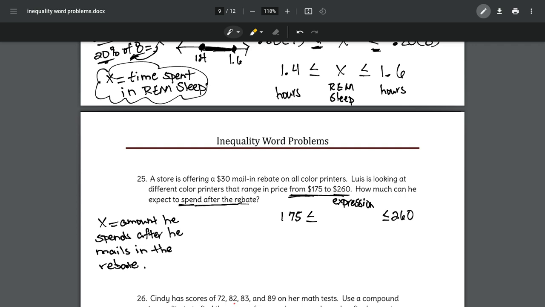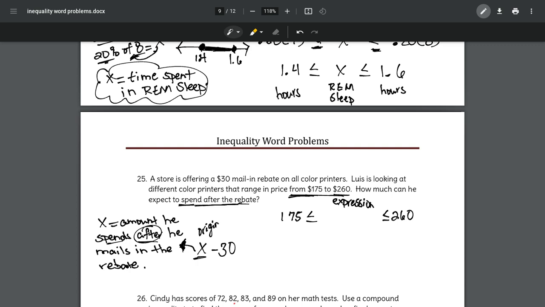Okay. Keep in mind, X is not the amount that he paid originally. It's the amount he pays after the mail-in rebate. So if this is what he pays after the mail-in rebate, do not subtract 30 from that, guys, because X already represents the amount he spends after the rebate. So why would you subtract 30 if this is what he spends after the rebate? So you're going to do the opposite of taking away 30.